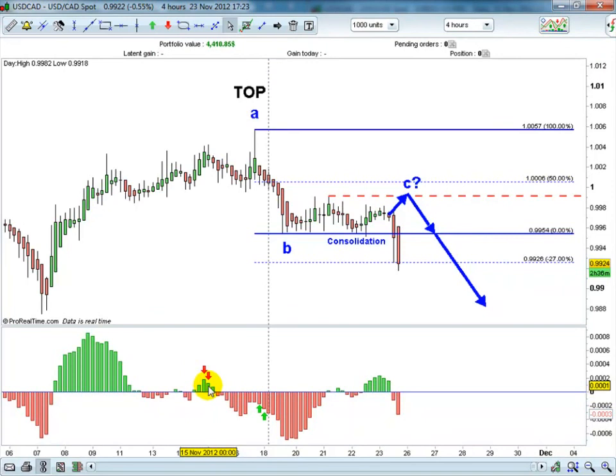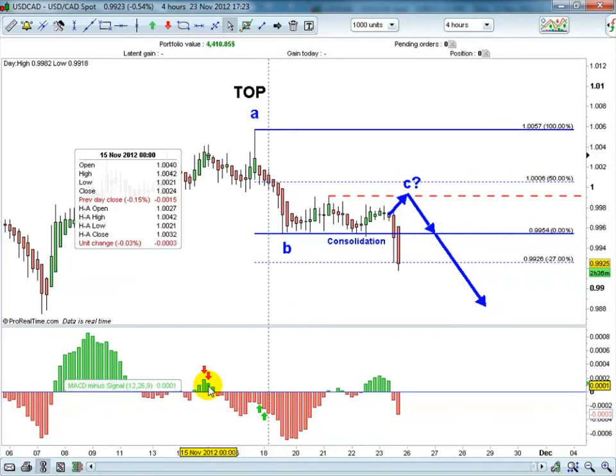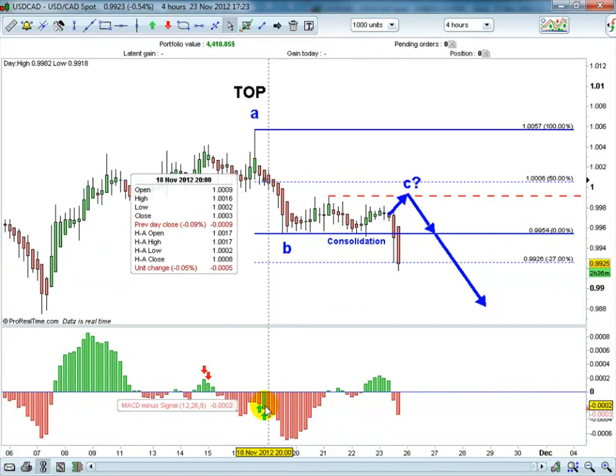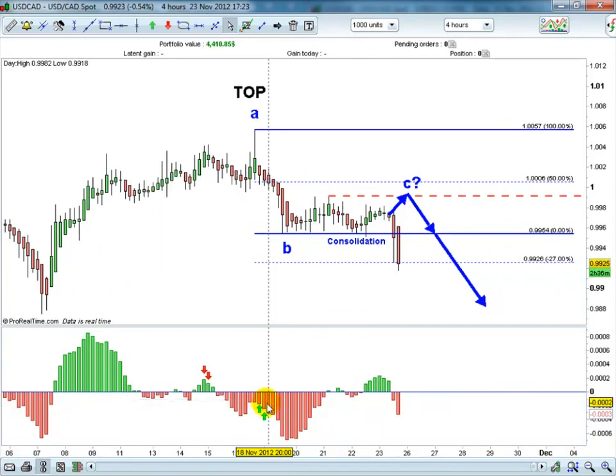So that's true here. Midnight GMT November 15th was lower than the one before it. That's true here. 8 p.m. GMT on the 18th, that's lower than the one before it. A lower negative value as opposed to a lower positive value. But here's a negative bar bearish slope. Here's a positive bar bearish slope. They're both similar in meaning, bearish.